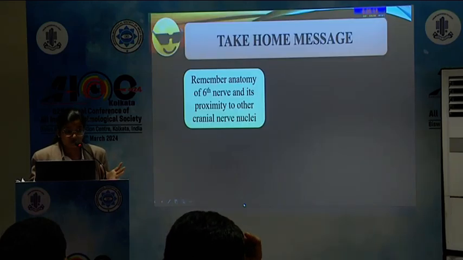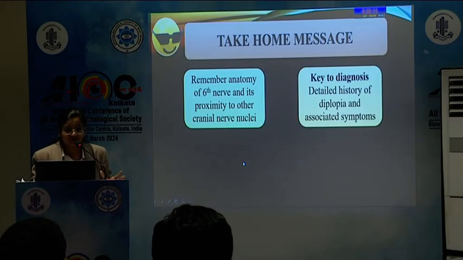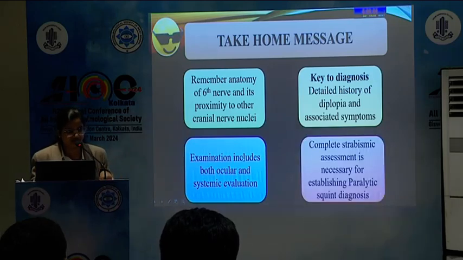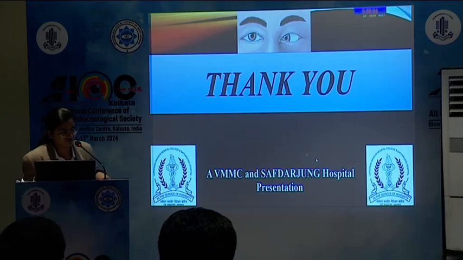So, I hope you remember the sixth nerve anatomy now. The key to diagnosis is detailed history and examination, and always establish a paralytic squint diagnosis. Thank you so much.